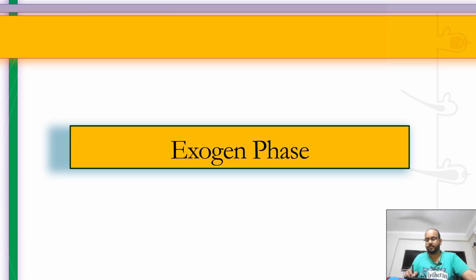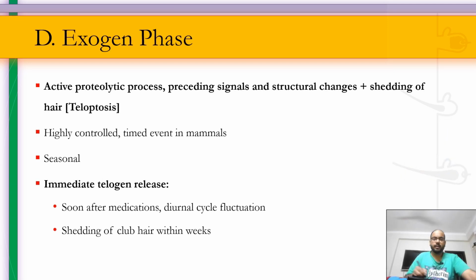The exogen phase. In the exogen phase, we see an active proteolytic process. That means actively the body is trying to destroy all the connective tissues which was there as a part of older follicle. It ends with the shedding of hair known as teloptosis.